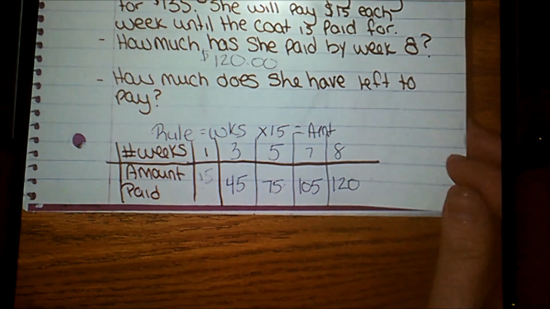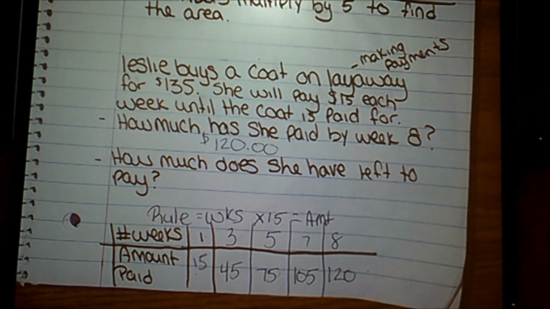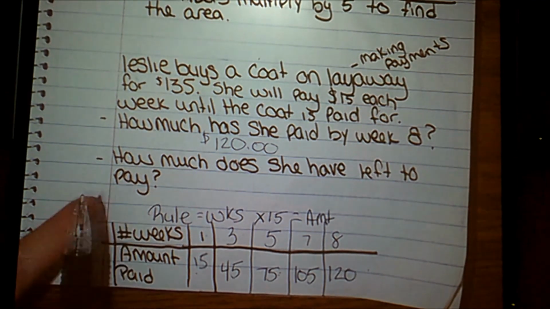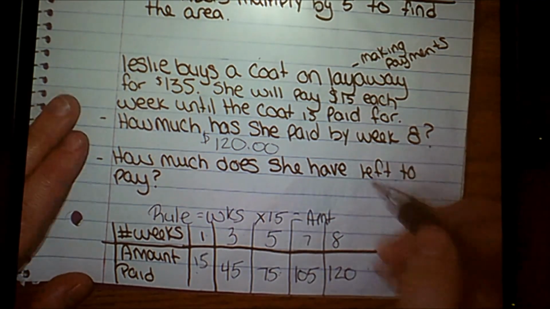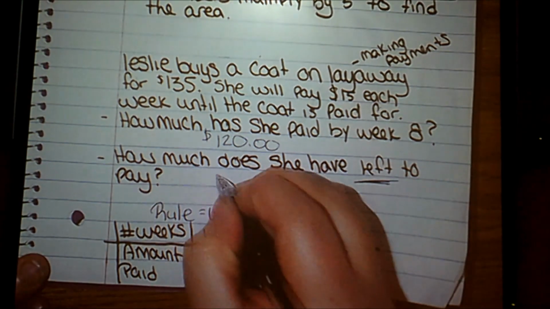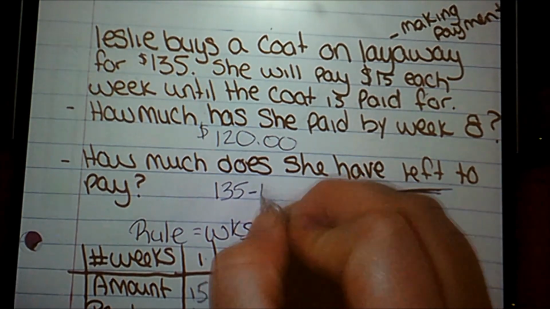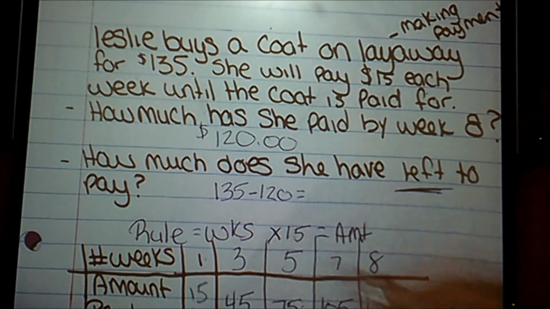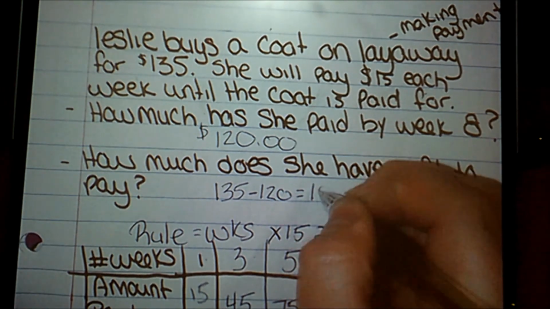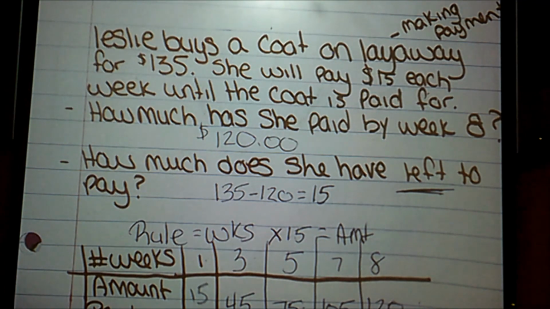The coat cost $135. So my second question here is how much does she have left to pay for her coat? I know left means subtract, so I'm going to do 135 subtract 120, giving me a remaining balance of $15. So Leslie still owes $15.